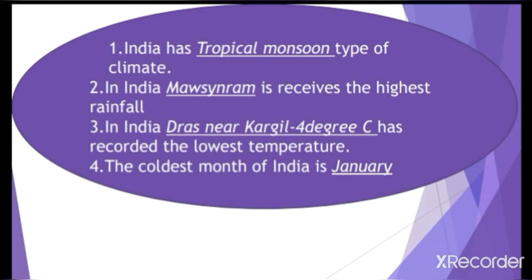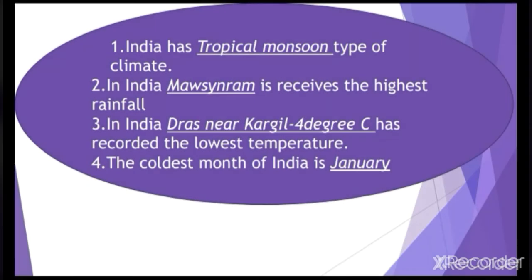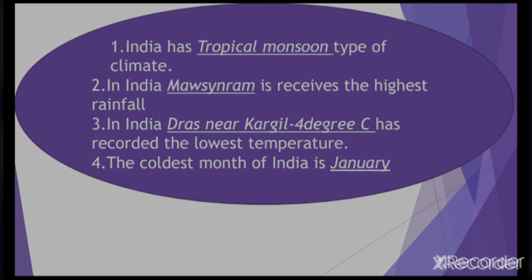First blank, tropical monsoon. Second blank, Mawsynram. Third blank, Dras near Kargil, -4 degrees Celsius. Fourth blank, January. Yes, my child, you are right. India has tropical monsoon type of climate. In India, Mawsynram receives the highest rainfall. In India, Dras near Kargil, -4 degrees Celsius, has recorded the lowest temperature. The coldest month of India is January.